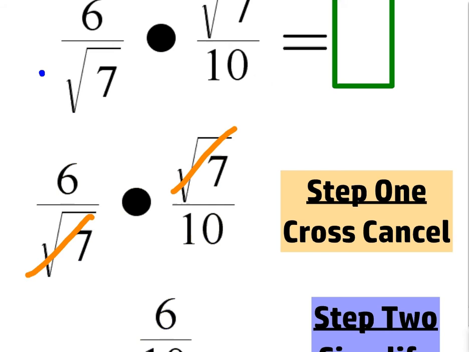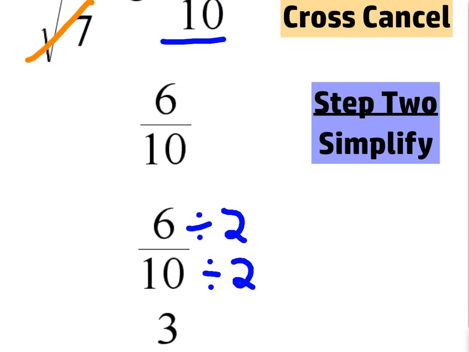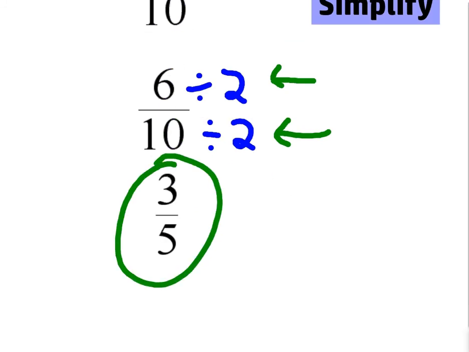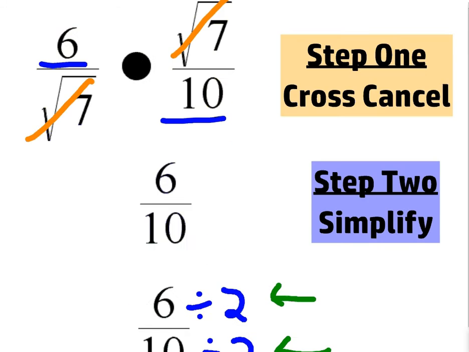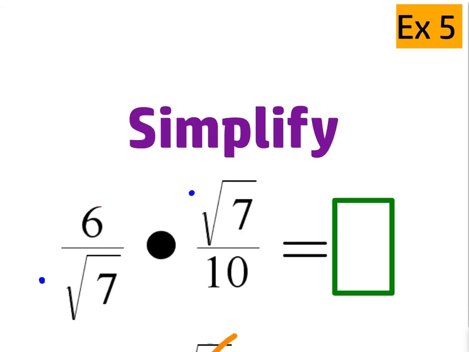Now for this particular example, we're left with 6 and a 10. And we need to go ahead and simplify that. They both have a 2 in common. So we're going to divide both the top and bottom by 2. And we end up with 3/5. Therefore, the final answer for this one is 3/5.